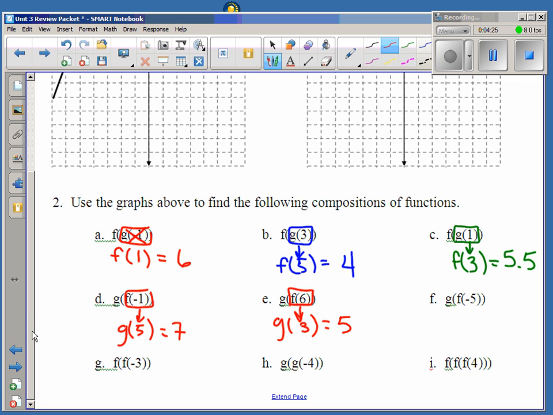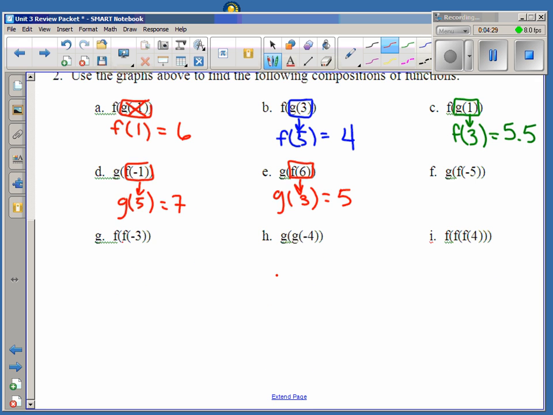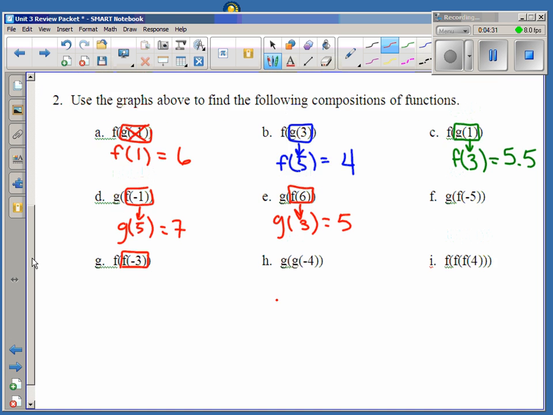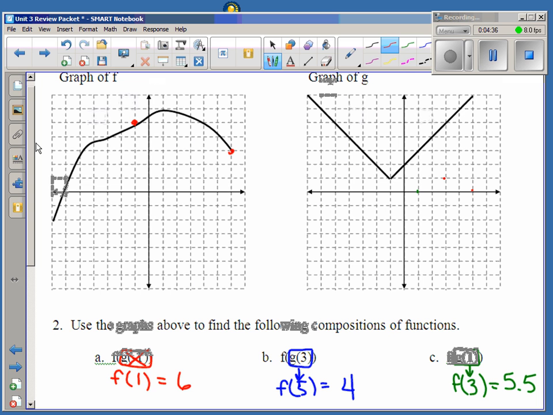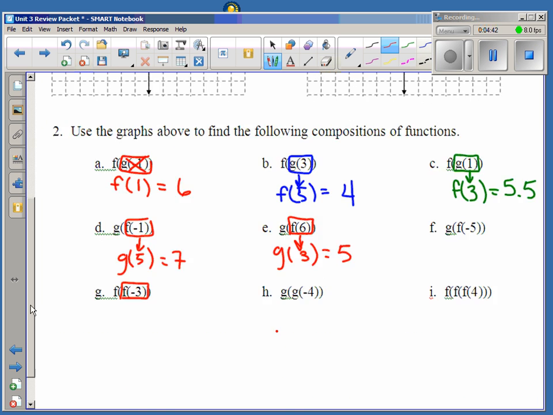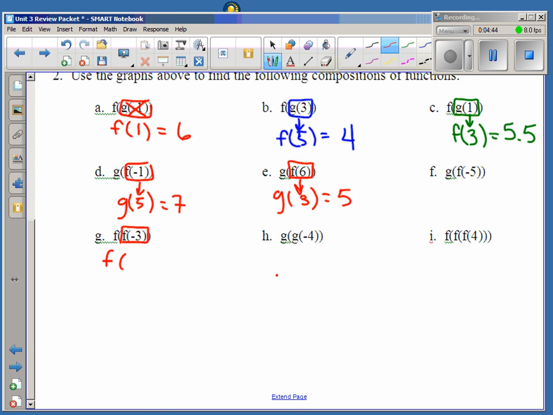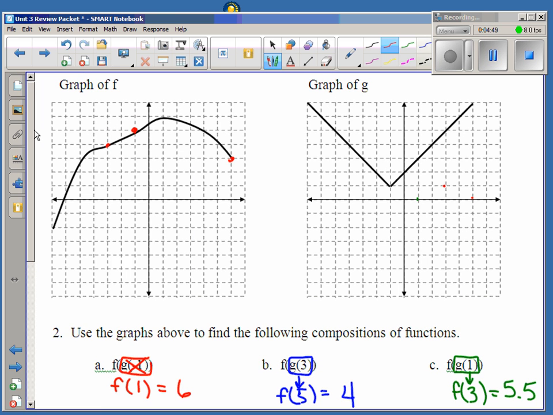Right, I'm going to skip the next couple because the next one is the same. We're going to move on to f of negative 3. Now this means I'm going to the f graph twice. So I go up to negative 3 here. So that means f of negative 3 is 4. So what I really want to do the second time is find f of 4, which is 5.